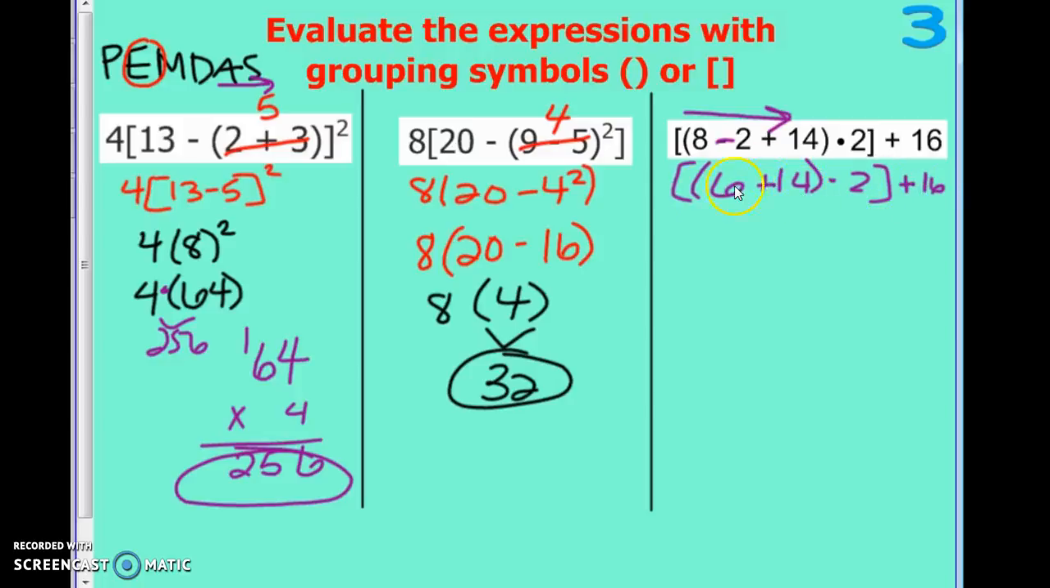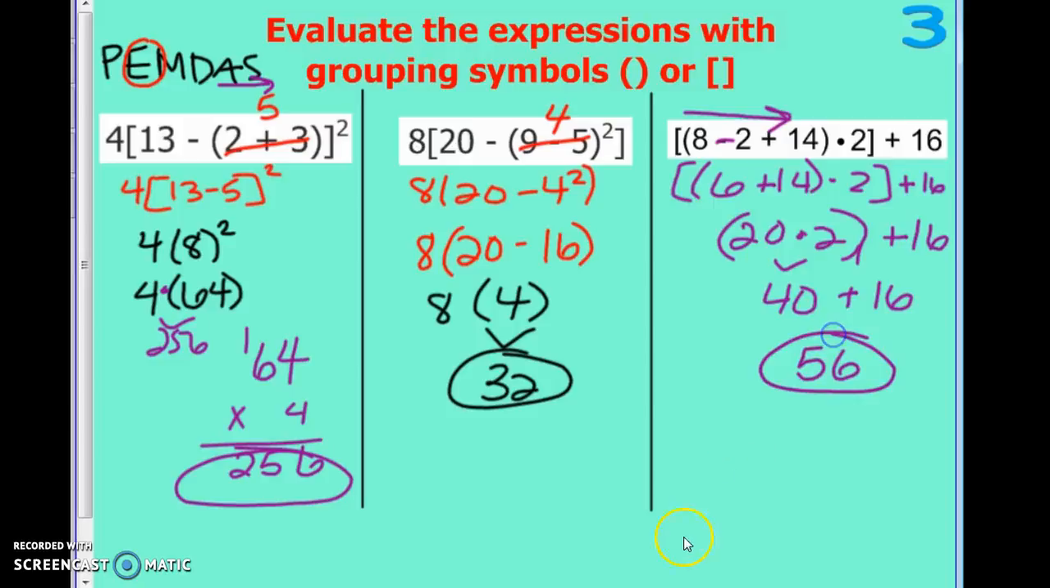Still inside, 14 plus 6 more is going to give us 20. Inside our parentheses still, 20 times 2 is 40. And last, 40 plus 16 is going to give us 56 for an answer.